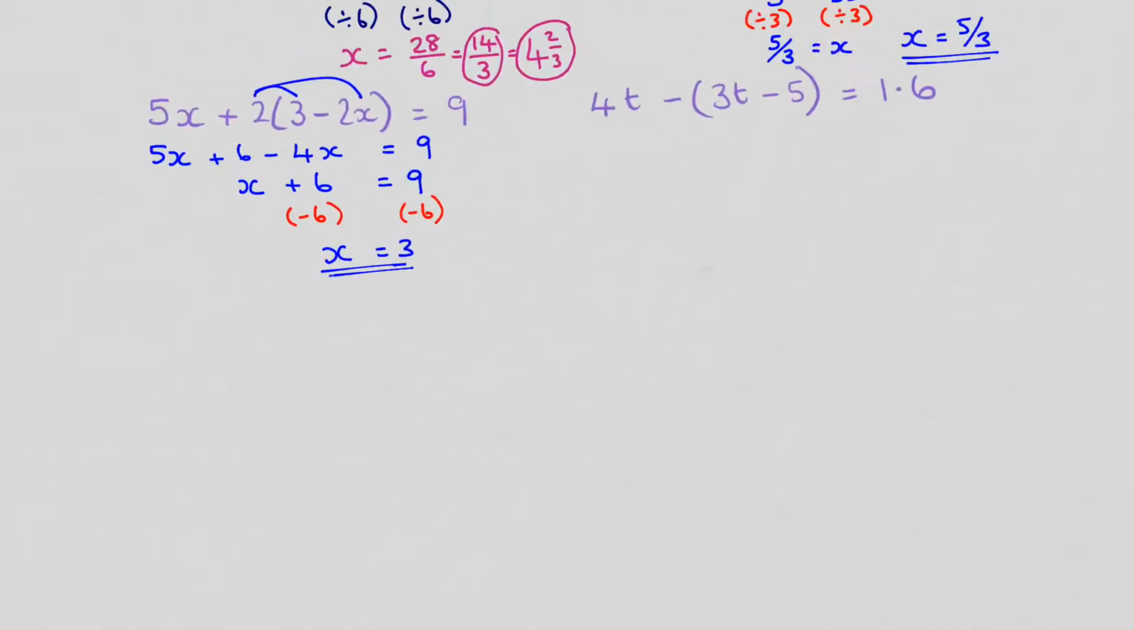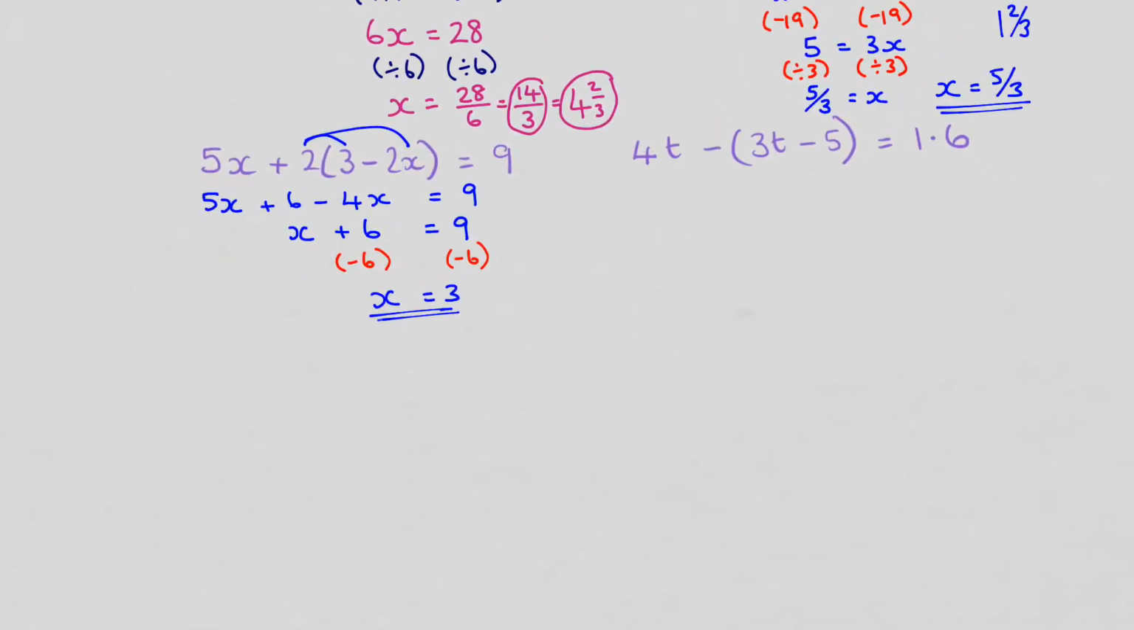And remember, for these equations, you can always substitute your number back into the question and check that it makes sense. So we found that x is 3. So if we swap the x out for a 3, then we're doing 5 times 3 is 15. Here, 2 times 3 is 6, so we've got 3 take away 6, so that's negative 3. So 2 times negative 3 is negative 6. So basically what we've got is 15 take away 6 equals 9. So we're right, 15 take away 6 does equal 9.